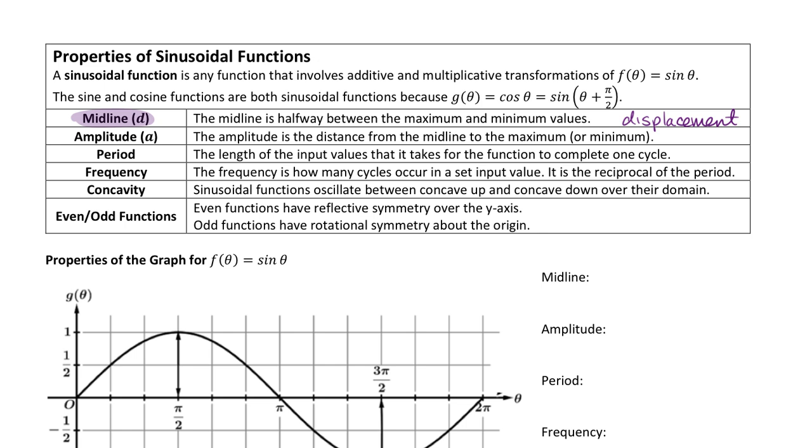So displacement, which is how far it's displaced off of the origin, or where is the middle of the graph, how much has it been displaced? That's why that word works. With your pink highlighter, we're going to highlight the word amplitude. The amplitude of a graph is the distance from the midline to the maximum or the minimum. It's how high is the highest, and how low is the troughs. So crests and troughs.